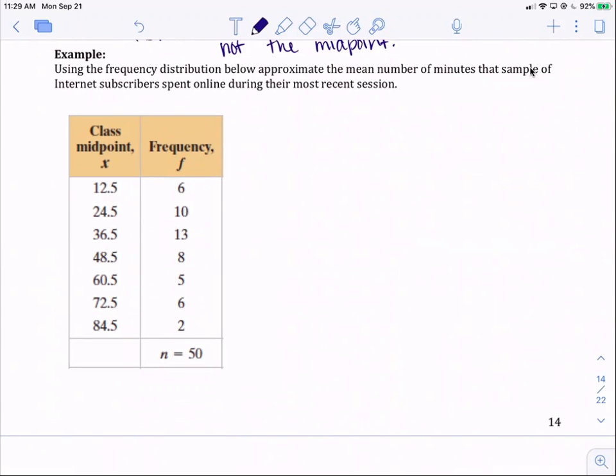Our first step was to find the midpoints. And this is bottom of page 14. So first thing we wanna do is find the midpoints. Do we need to find them or are they given to us? Given. They're given, okay? Class midpoint, we're good. Step 1, done. Step 2, find the sum of the products. So we need to find the products first. So we're gonna take x times f. So multiply your 2 columns together.